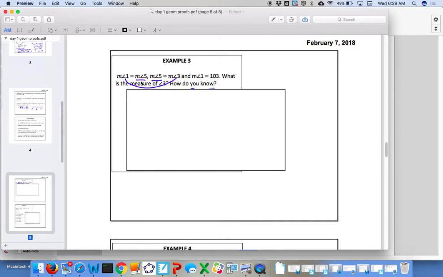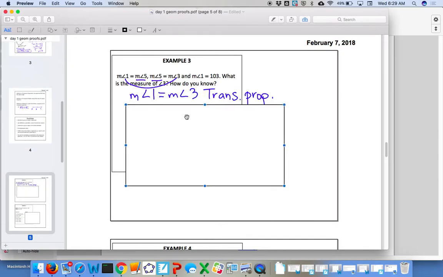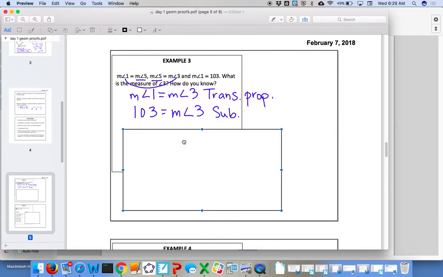So I can use transitive properties. So measure of angle 5 has to be the same as measure of angle 5. So if those two match, then I can take that part out and put the measure of angle 1 equal the measure of angle 3 by transitive property. And then because those are equal to each other, I can substitute in because I already know that the measure of angle 1 is 103.